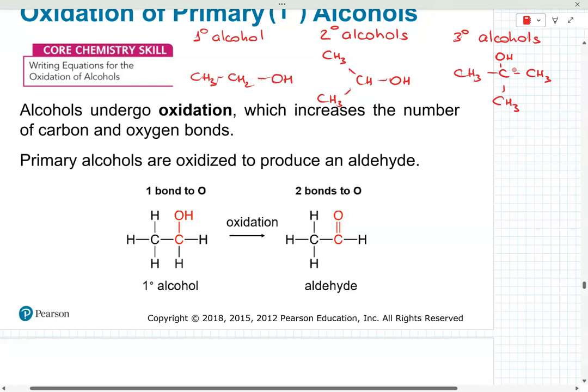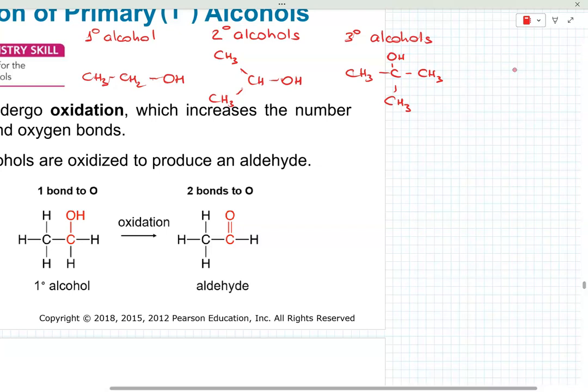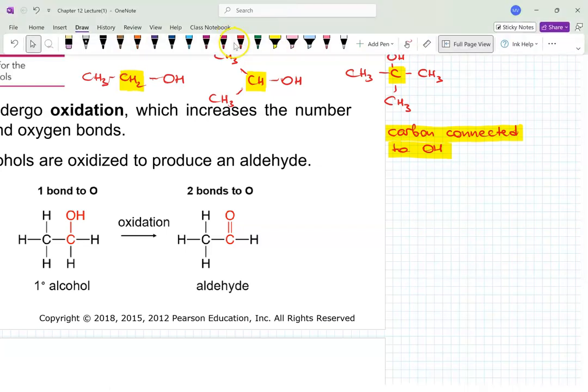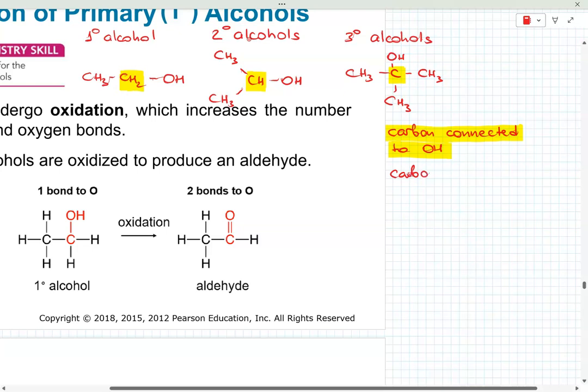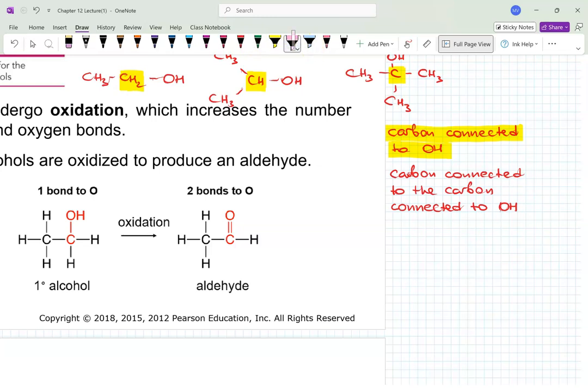So, if a carbon atom is connected to OH group, we're going to give it yellow shade, okay? Does everybody agree with the shading? Right? Now, we have carbons connected to the carbon connected to OH group. We will give this pink shading.